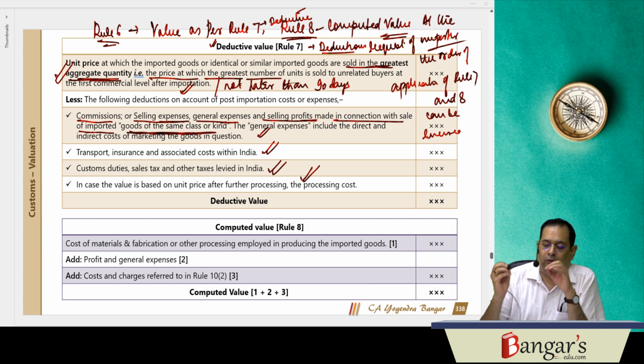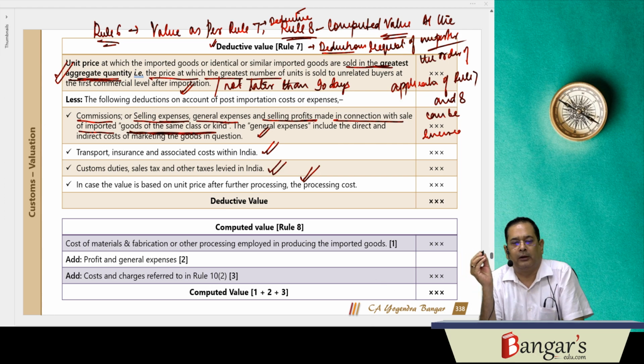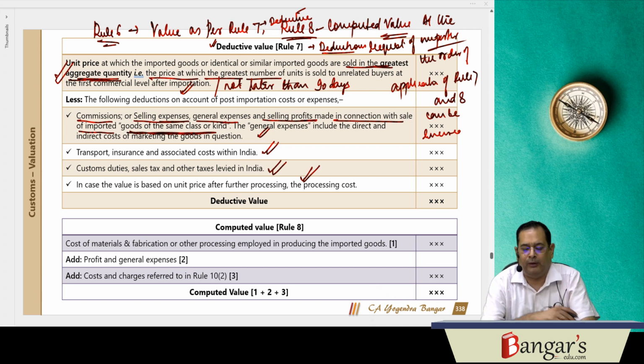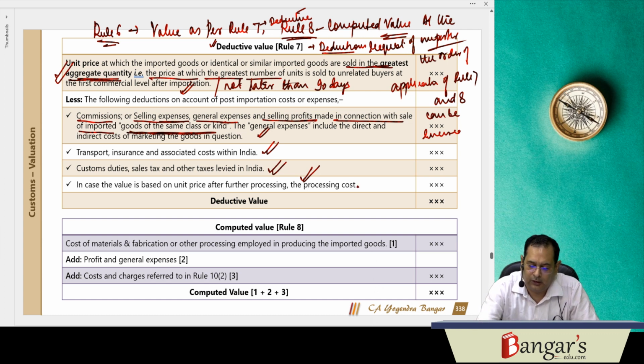So basically, from the unit price at which the greatest aggregate quantity of goods are sold, what you have to reduce is the commissions or selling expenses, general expenses and selling profits, whatever they have been. Transport and insurance and associated costs incurred within India. Custom duties, sales tax and other taxes levied in India. And in case the value is based on unit price after further processing, the processing cost is deductible. This will give you the deductive value.